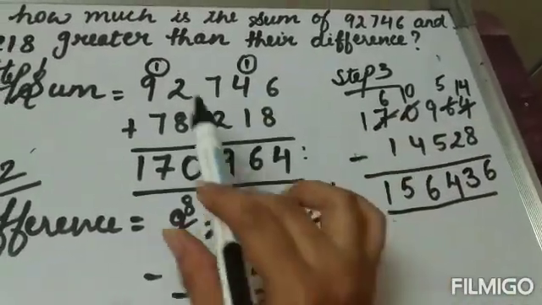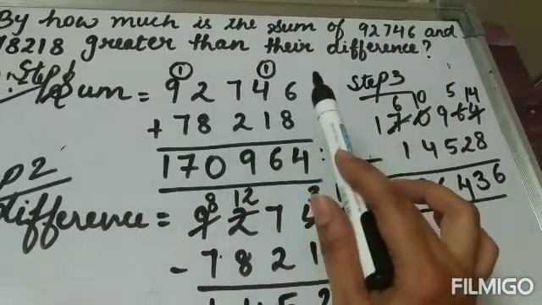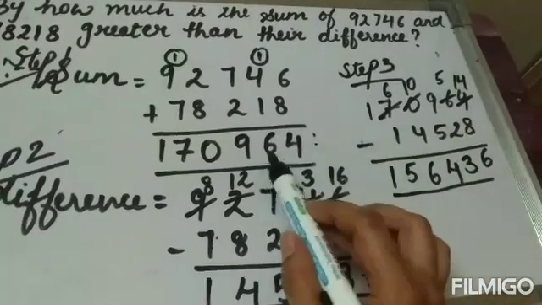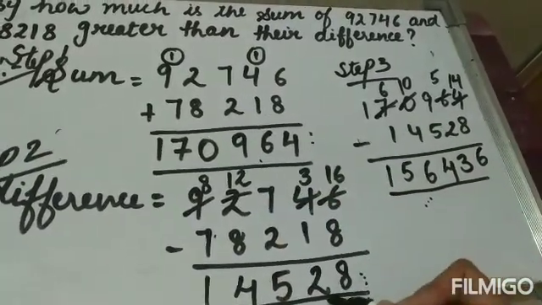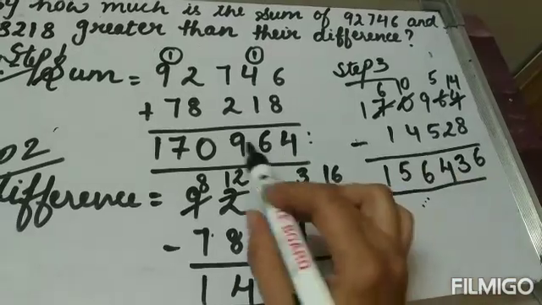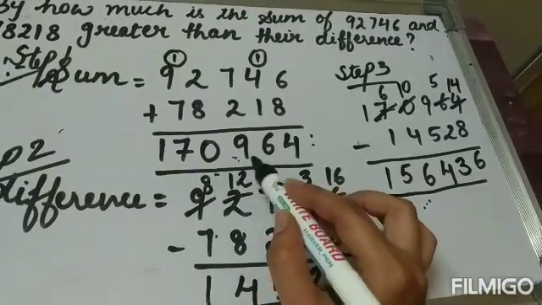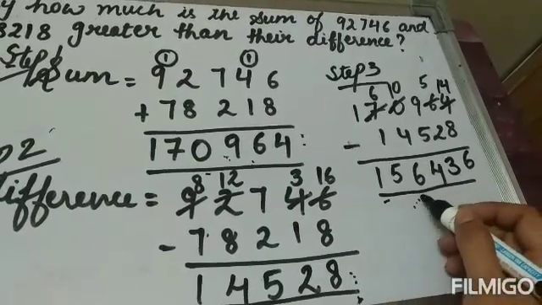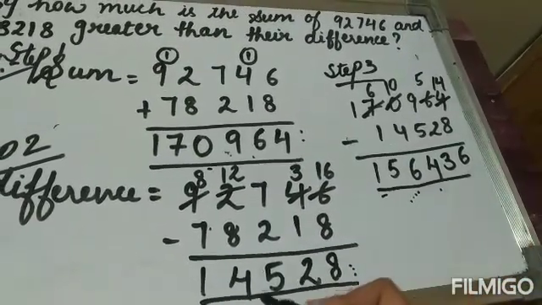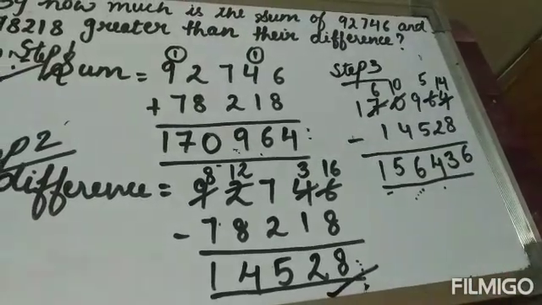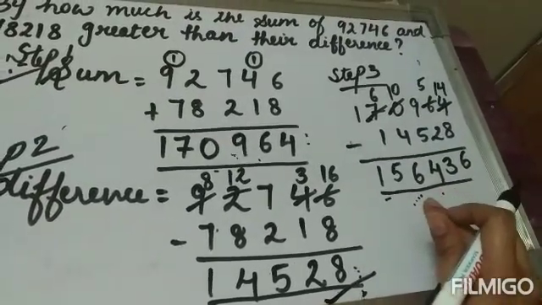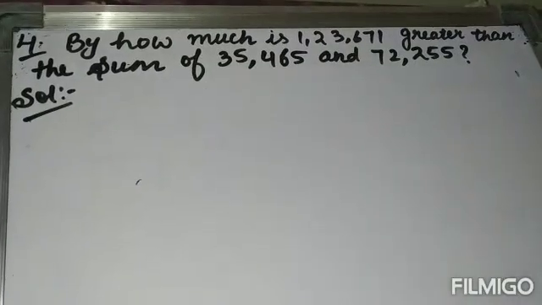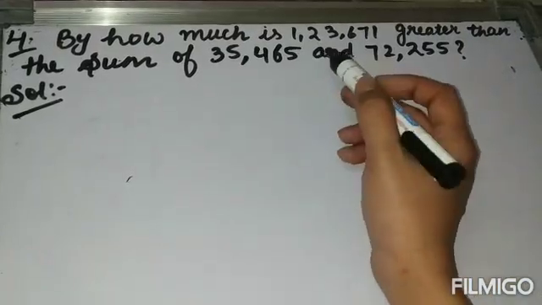this sum, how much is the sum of this and this greater than their difference? That means the sum is this much greater than the difference. Okay, this sum 1,70,964 is 1,56,436 greater than this. Okay, so this is our answer, 1,56,436.